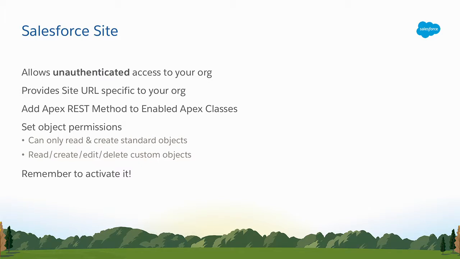One thing you'll need to do, I wrote a blog post about this 6 years ago. You can run Apex REST methods in sites. You just need to add that class to the enabled Apex classes. So that basically gives it permission to kind of sit out there on the edge. And in terms of object permissions, we're good with leads and contacts. We can create and read them. You can go through the whole cycle with custom objects, but that's another wrinkle. You can only read and create standard objects. You can't edit or delete them. And always remember to activate your site.